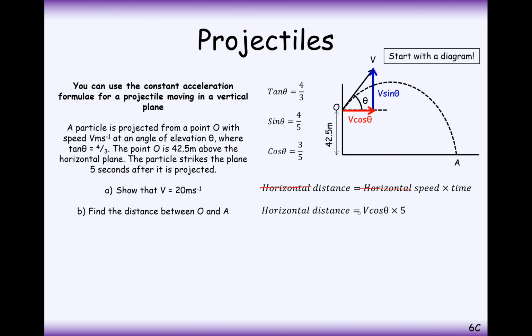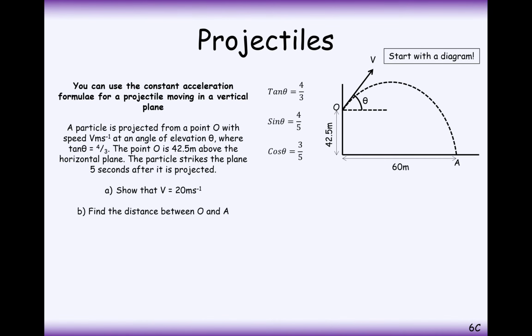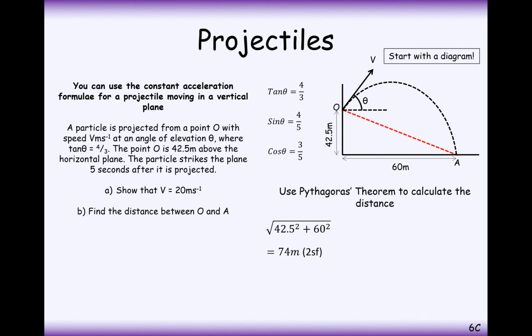So horizontal distance will equal v times by cos theta, that's the horizontal speed. v we know is 20, cos theta we know is 3/5, so it's going to be 20 times 3/5 times 5, so that's 20 times 3, that's 60. So we know it's going to travel 60 meters in the horizontal component. So now the total distance from O to A, that's just a little bit of Pythagoras. So therefore it's going to be 74 meters to two significant figures.